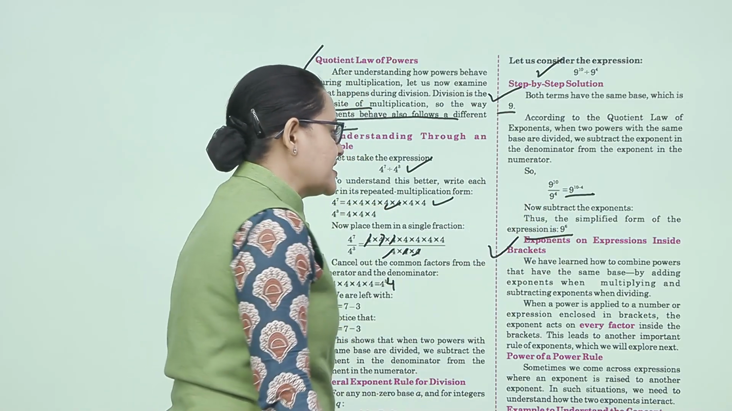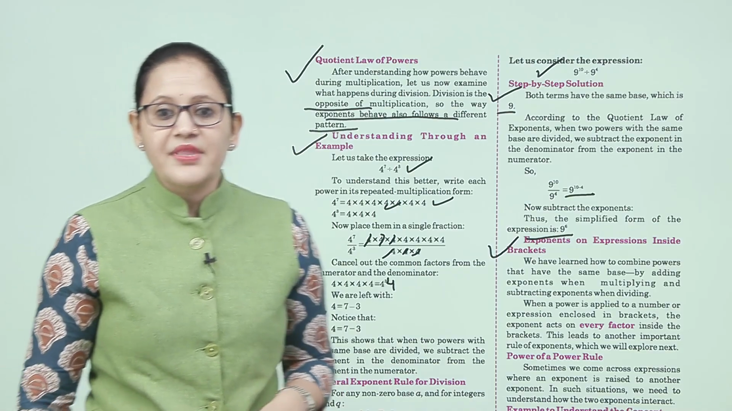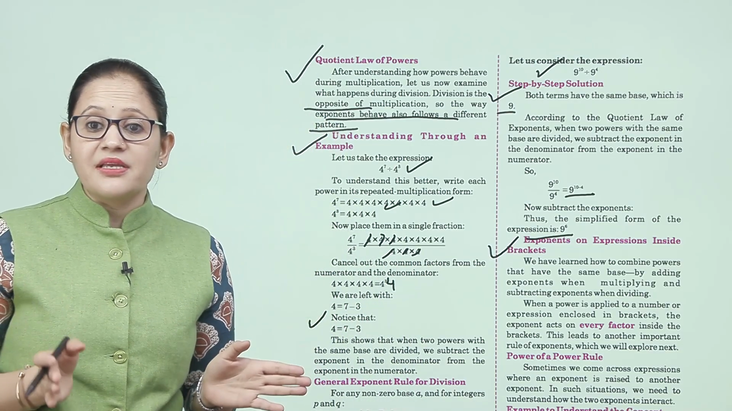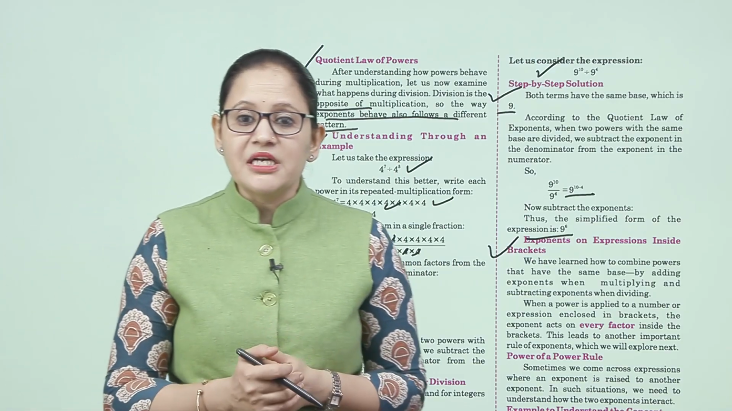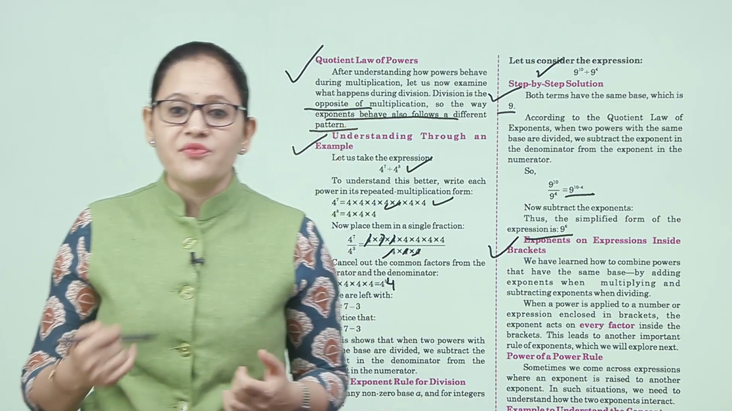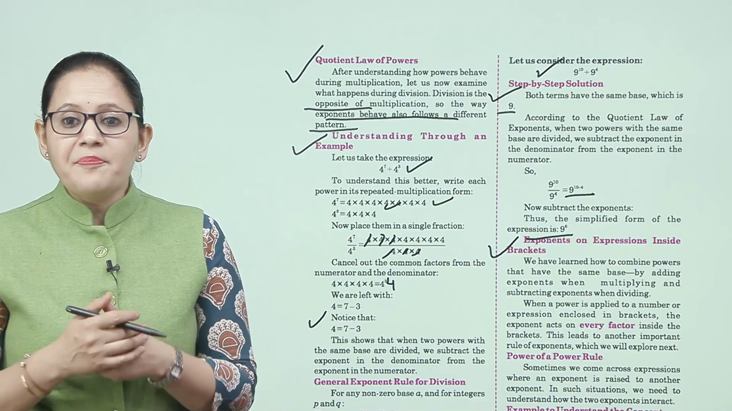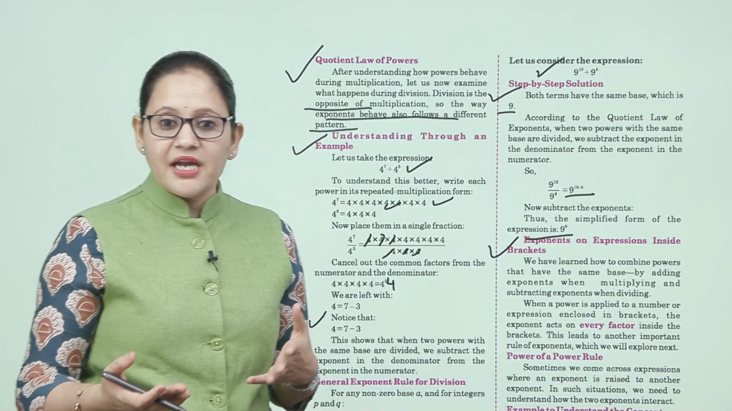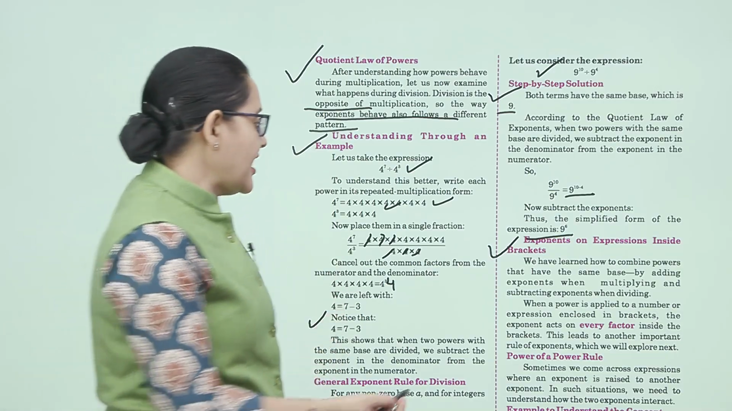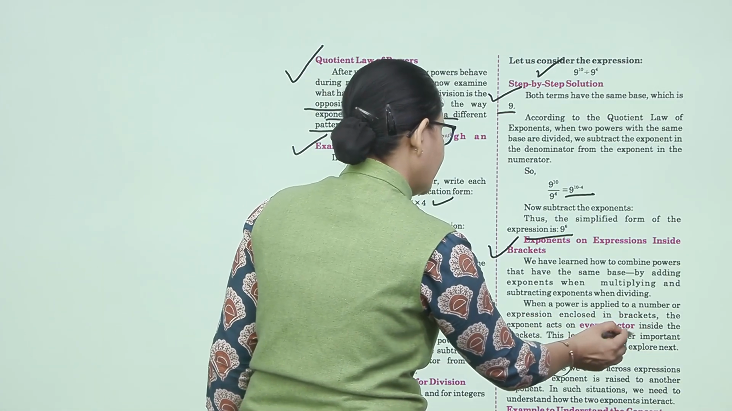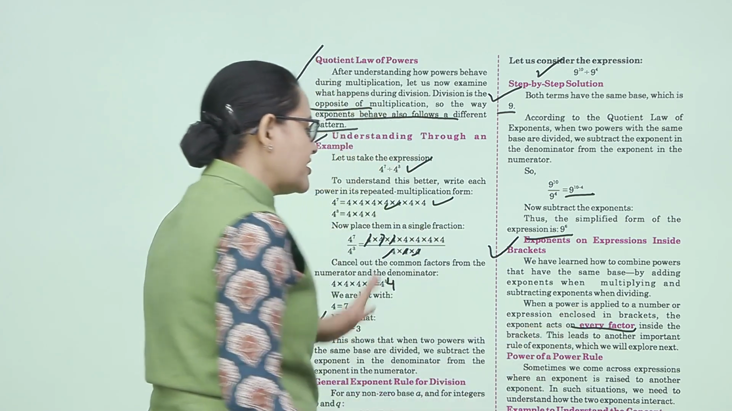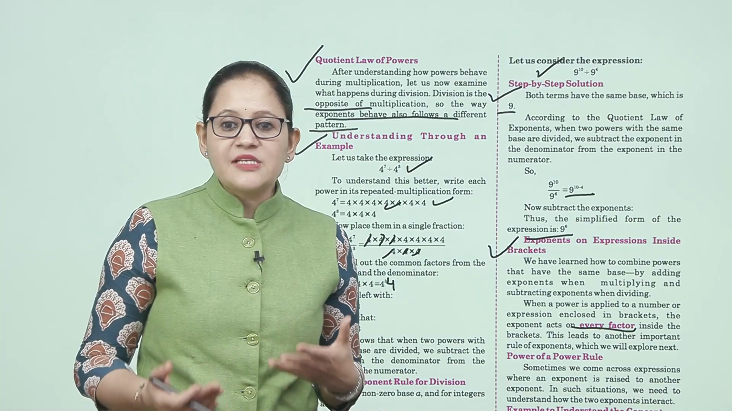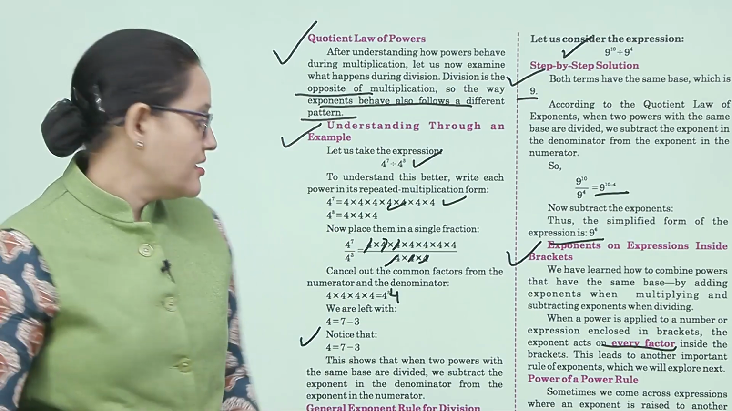Exponent on the expression inside brackets. We have learned how to combine powers that have the same base by adding exponents when multiplying and subtracting exponents when dividing. When the power is applied to a number or expression enclosed in brackets, the exponent acts on every factor inside the bracket. This leads to another important rule of exponents. This we will explore next.